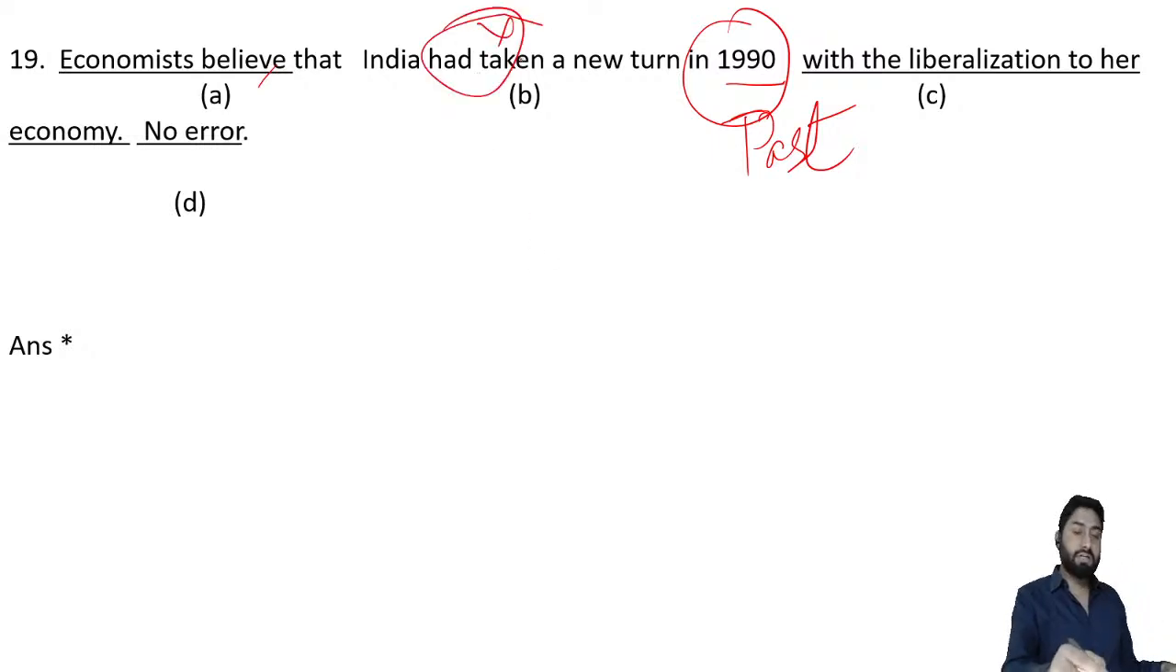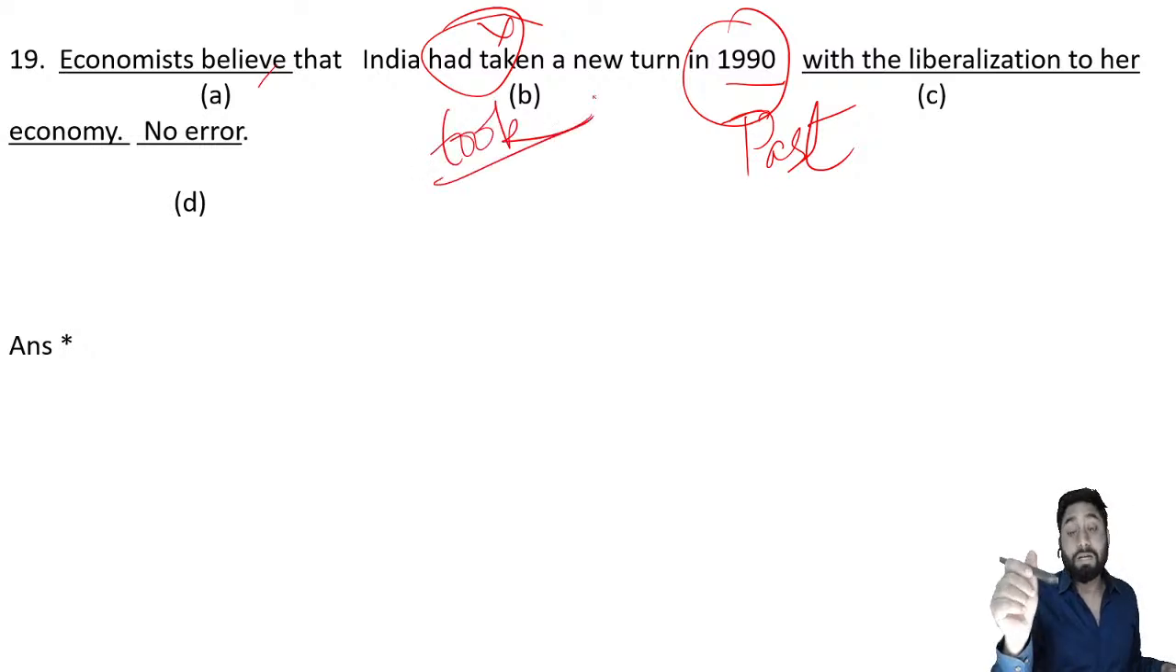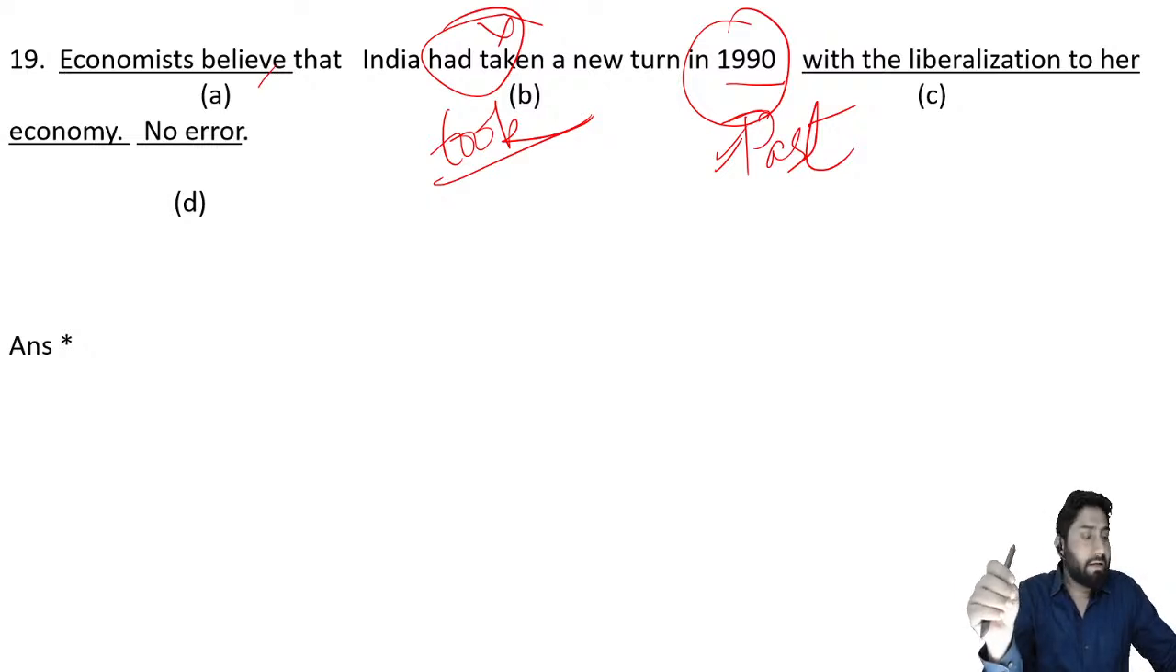ना तो हमें हैड की जरूरत है ना ही टेकन की. It has to be took, simple past. That's what fits with this past denoting word, right? इसीलिए बहुत सारे ऐसे वर्ड्स हैं which denotes past, उसमें हम सिंपल पास्ट यूज करते हैं. So anyway, वहाँ हम प्रेजेंट परफेक्ट भी यूज नहीं करते, as we all know that, right? We keep on differentiating anyway. So economists believe that India took a new turn in 1990 with the liberalization to her economy.